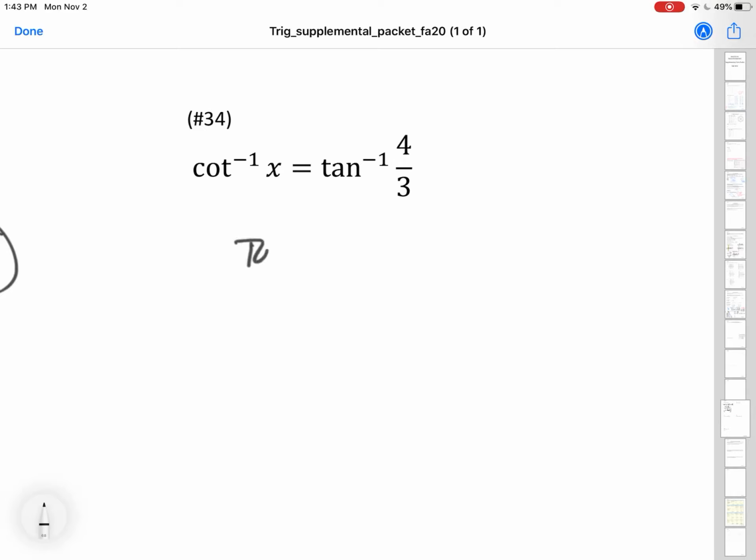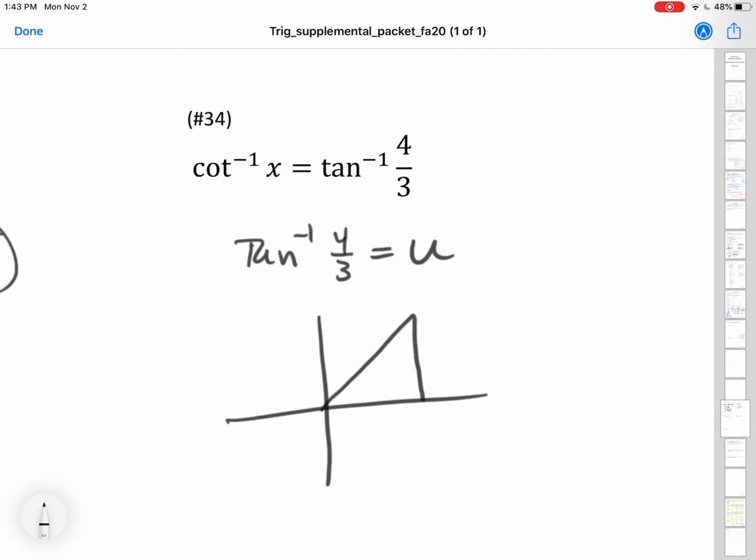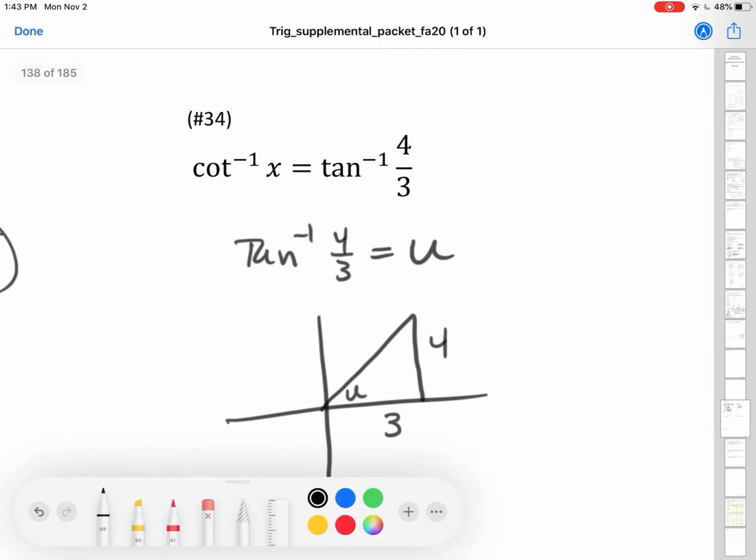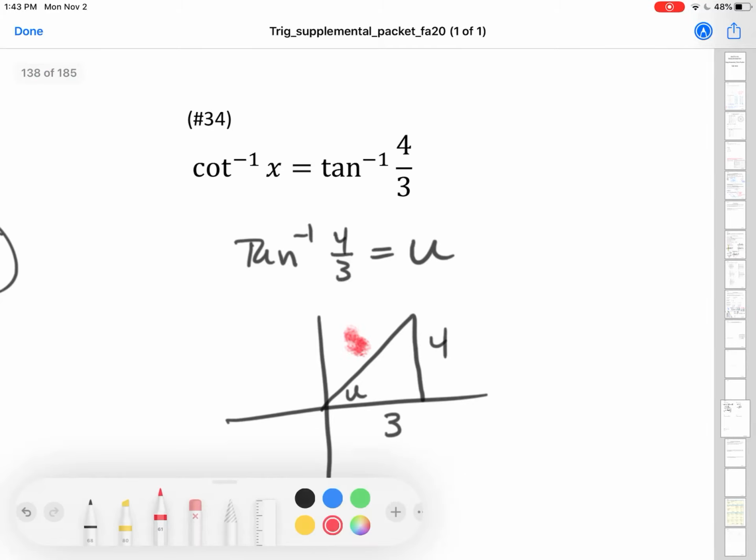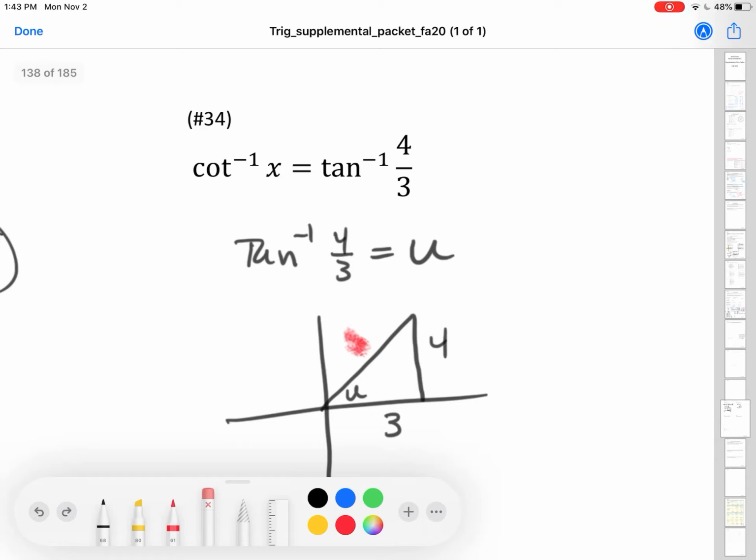We're going to let tan inverse of 4/3 be equal to u. So use an angle. 4/3 is positive, so it's going to be a first quadrant angle. There's no doubt about that. Here's u. Tangent's opposite over adjacent. And this is a 3, 4, 5 right triangle. So I'm going to put this 5 in. Actually, let me do it that way.